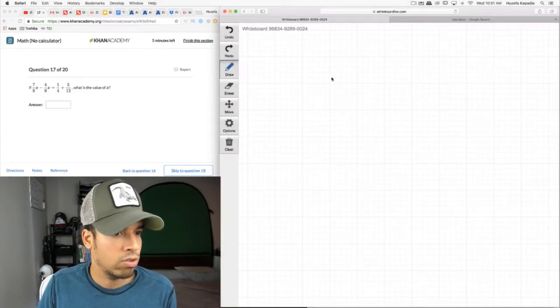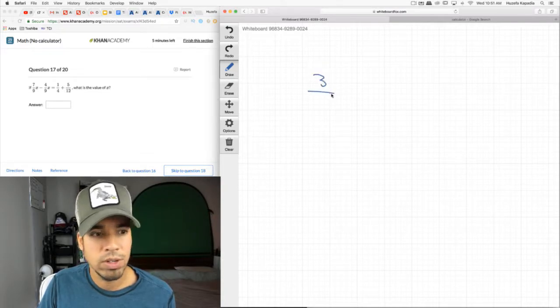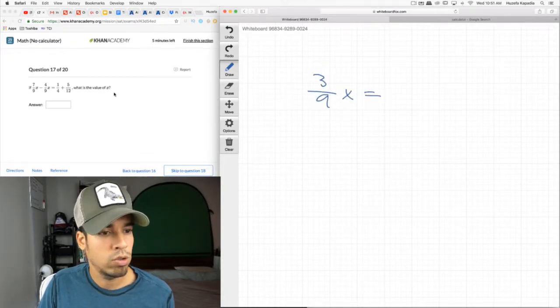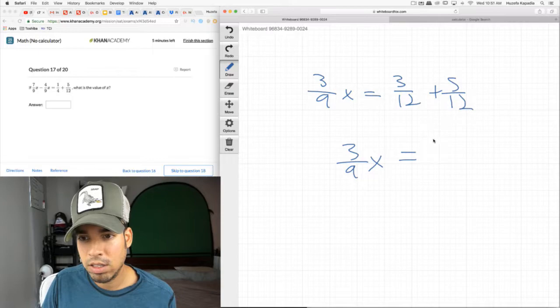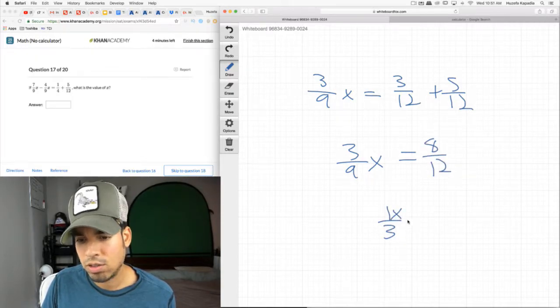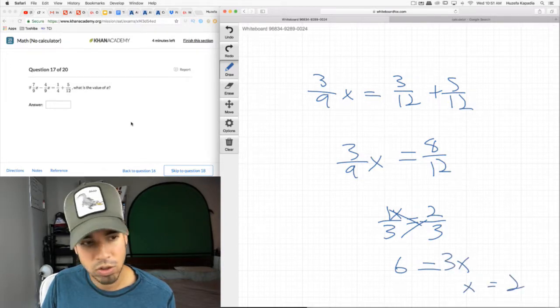What is the value of x? Okay, we got an equation. Let's do it. So 7/9 minus 4/9 is 3/9 x equals 1/4. I'm going to make it 3/12, have a common denominator, plus 5/12. This is 3/9 x equals 8/12. 1/3, I'll say 1x over 3 equals, divided by 4 is 2 over 3. Cross multiply, and we get 6 equals 3x. X equals 2.